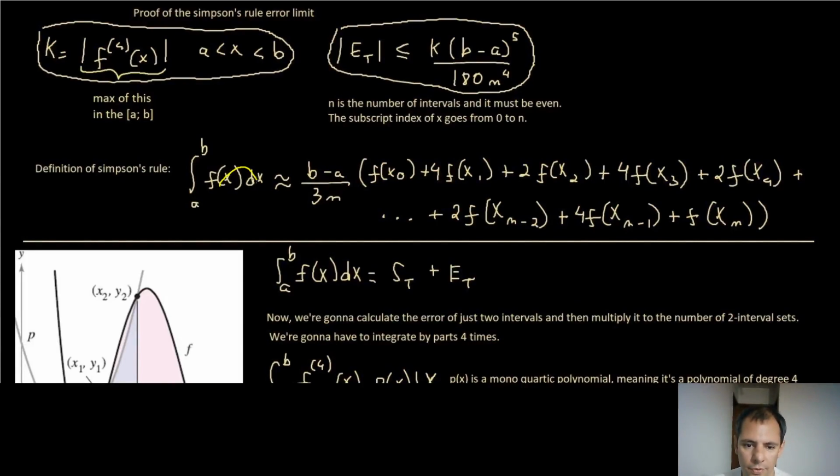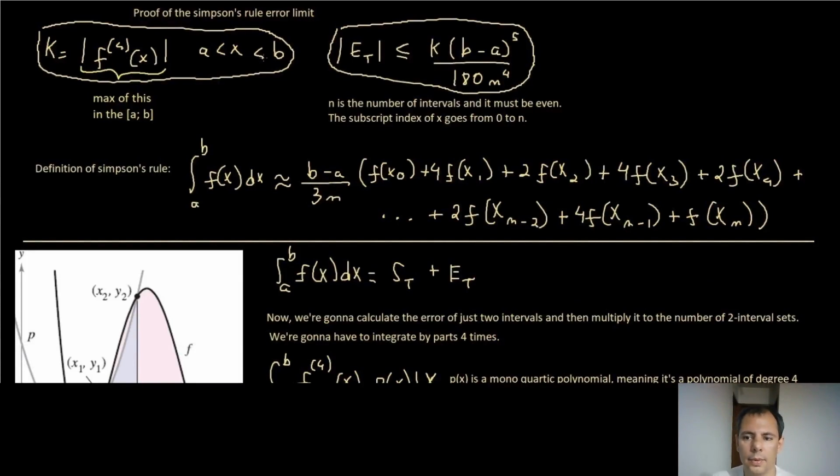So here we have the formula definition of Simpson's rule. You have the integral from a to b of f of x dx, which equals the Simpson's rule approximation. That's what this S_T here means. And you have a total error. Now, this formula is not going to give you the total error. It's just going to give you the limit of the error. K right here is going to be the maximum absolute value of the fourth derivative of f of x in the domain from a to b.